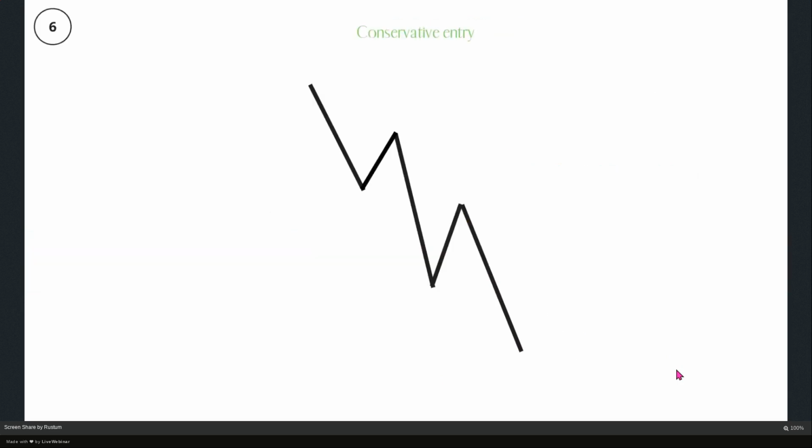And then the last of the entry types is going to be the conservative entry. Justin says stinky cheese. Right, the conservative entry. Now, I think there was an example of a conservative entry last week. I don't remember the pair.